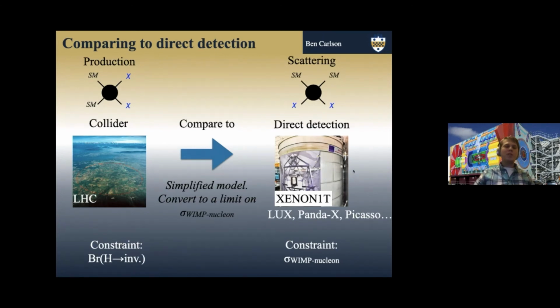But there's a whole other class of experiments where the dark matter comes in, it scatters off of a nucleus, and then you look for the evidence of a nuclear recoil. Some of them are listed here, things like Xenon 1ton, LUX, PandaX, PICASSO. These are just some examples of direct detection experiments, and they have a very different kind of experimental constraint, which is the upper bound on the WIMP nucleon cross-section, or the cross-section of this dark matter particle.